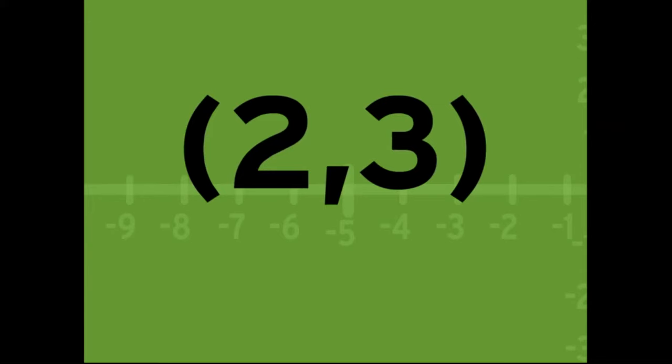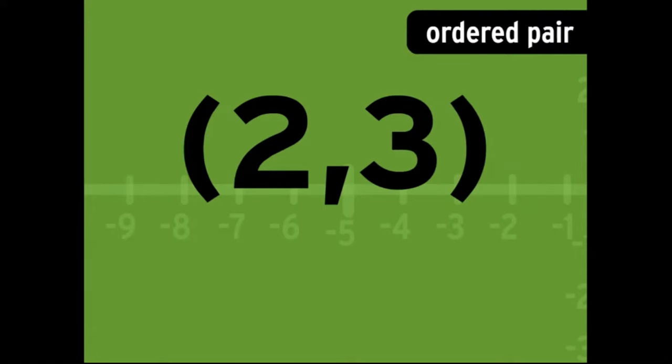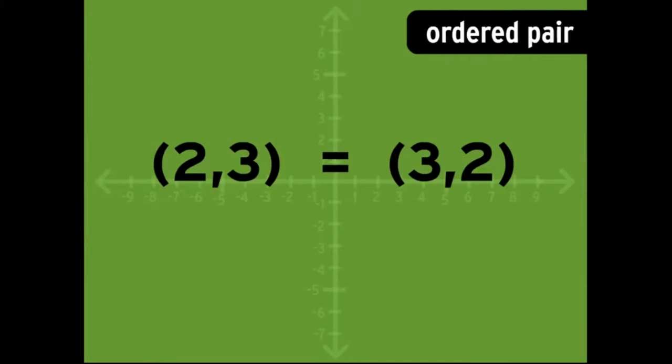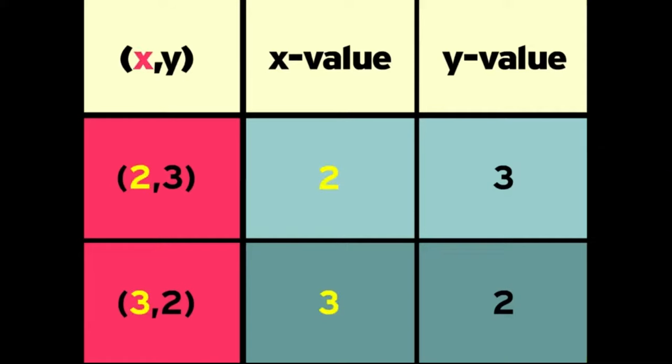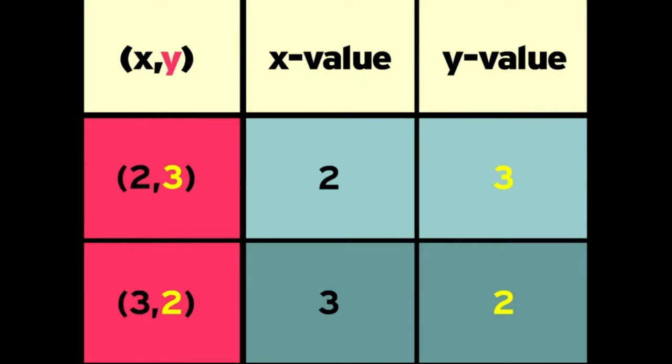The set of numbers that describes a point is called an ordered pair because the order of the numbers matters. For instance, 2, 3 is different from 3, 2. The first number tells you the address of a point on the x-axis, while the second number tells you the address of a point on the y-axis.